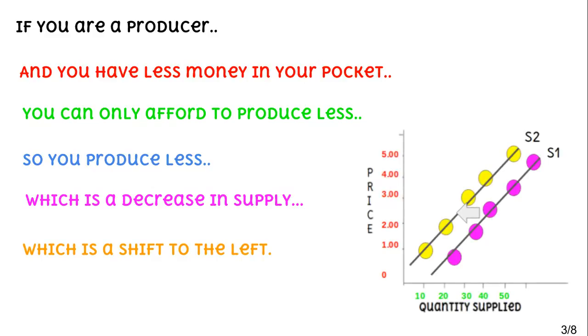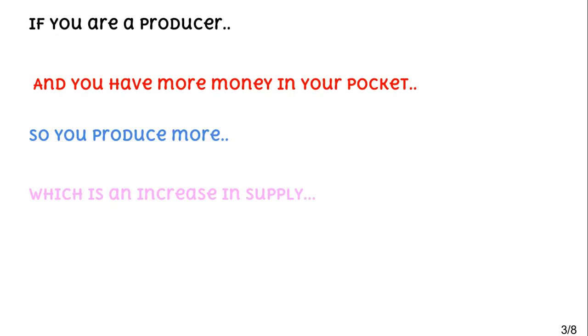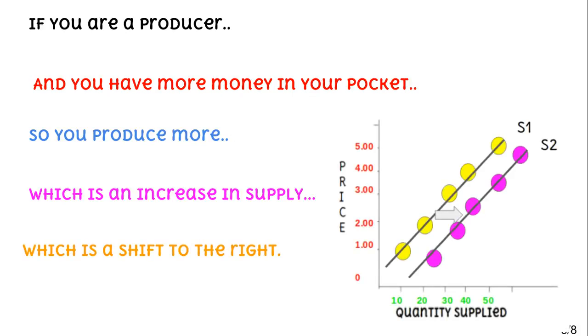Now, this is what the supply curves would look like. We have S1 on the right and S2 on the left. So we are shifting from S1 to S2. All right, so let's do that again in reverse. So if you are a producer and you have more money in your pocket, do you think you can produce more or less? Hopefully you said more. And if you produce more, that's an increase in supply. And do you think that's a shift to the left or to the right? Hopefully you said it's a shift to the right. And this is what the chart would look like. So you have S1 on the left and S2 on the right, and you are shifting from left to right.